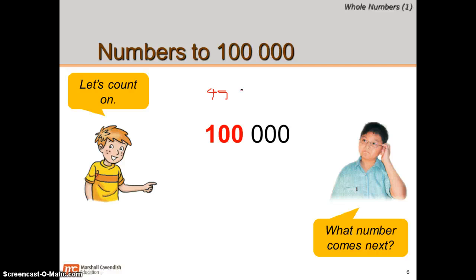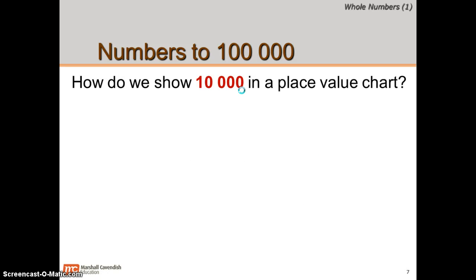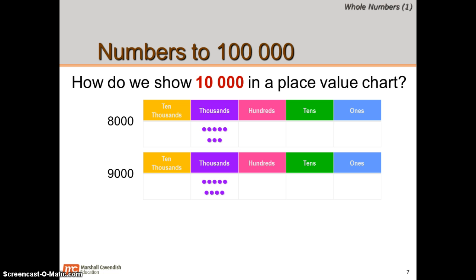Alright, what about one number after 100,000? What is the number? If you want to answer, please raise up your hand, Gavin. 100,001. Alright, very good. All of you know your maths well. This is 100,000. How do we show 10,000 in your place value chart? This is what we have done yesterday.